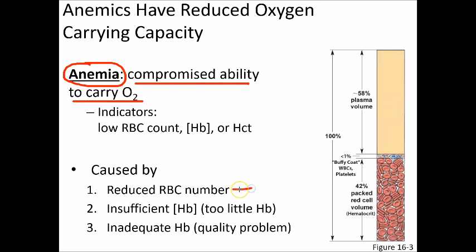It could be a reduced red blood cell number. If you only have half as many red cells, you're only going to carry half as much oxygen. It could be insufficient or too little hemoglobin. Again, if you're supposed to have 280 million hemoglobin molecules in a red cell, and you only have half of that, 140 million, you're going to carry half as much oxygen. Or it could be a problem where you have an inadequate hemoglobin, a quality problem like sickle cell anemia or thalassemias, where there's a genetic defect so that hemoglobin doesn't carry oxygen as well as it should. Or it could be a combination of these things that can cause anemia.